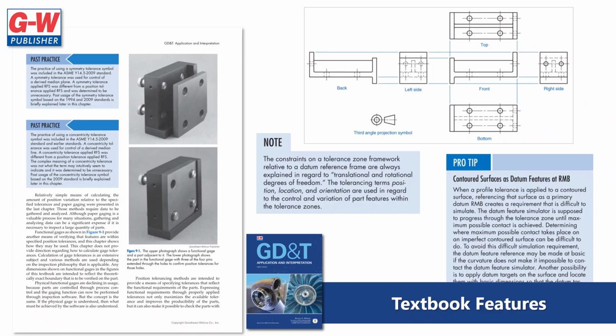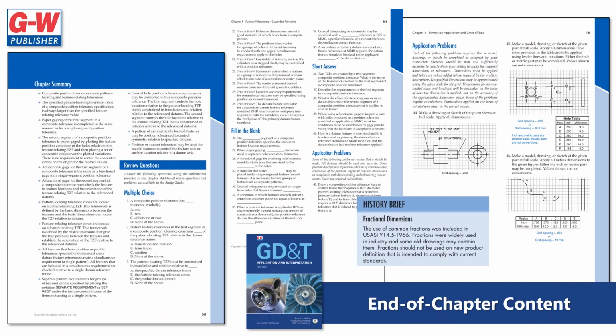Notes alert you to important aspects of a topic. Past practice notes identify and explain discontinued practices based on previously used standards. Illustrations have been designed to clearly and simply communicate the specific topic. Many illustrations make extensive use of callouts to clarify explanations in the text. History brief notes help you understand formerly used practices encountered on documentation from the past.